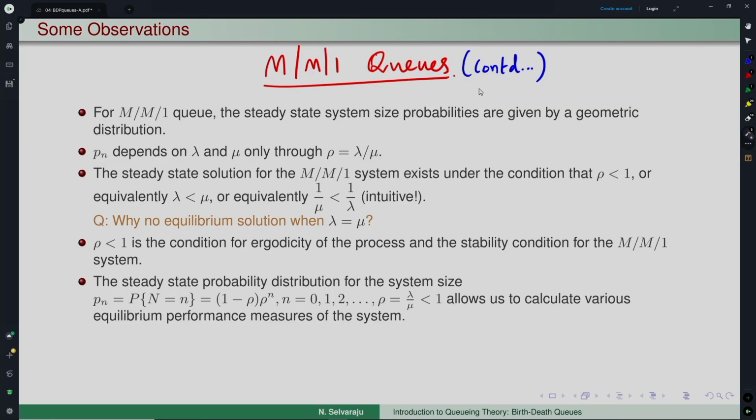Okay. Now, just recall that this is the Pn, the solution that we have obtained, which is the equilibrium solution for the M/M/1 system size probability. So, many a time it will simply be referred to as the equilibrium solution for the queue. I mean, for the queue we simply mean it is always the system size distribution that is of interest for us. Okay.